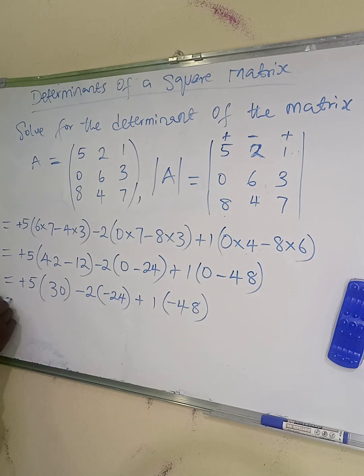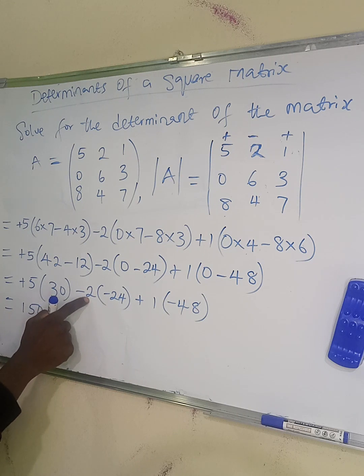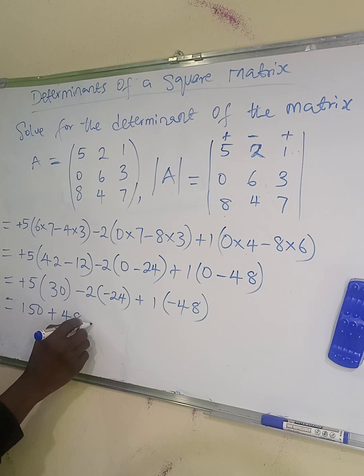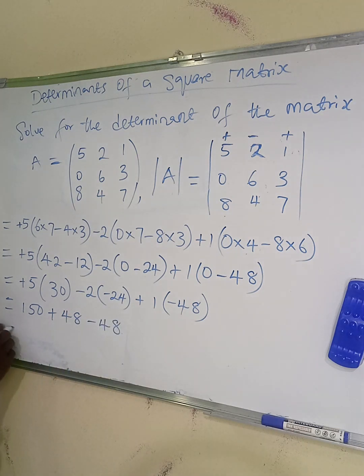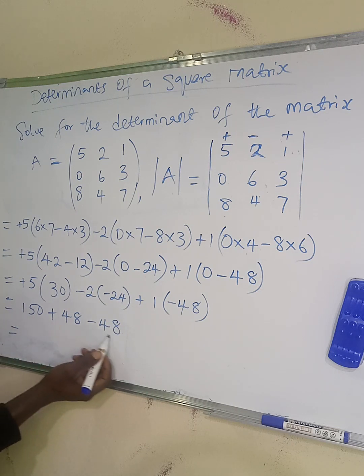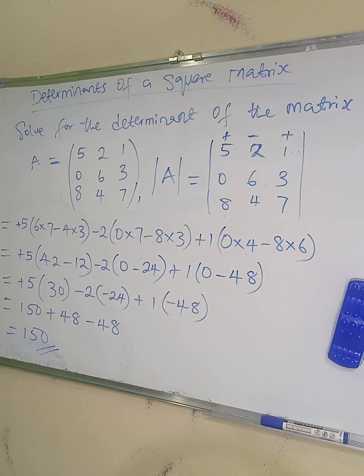All right. So this will give us 5 multiplied by 30, which is 150. Minus multiply minus will give us plus, 2 times 24 will give us 48. Plus times minus will give us minus, 1 times 48 will give us 48. So we are left with 150 plus 48 minus 48. Now 48 minus 48 will give us 0. So we are left with 150. This is the value of our determinant.